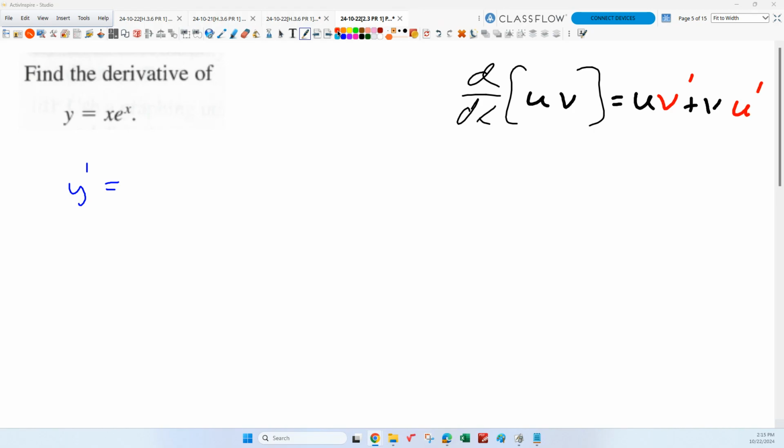u prime. Okay? So then this is going to give us x times, what's the derivative of e to the x? Remember what it was from yesterday? That was the weird one. e to the x. Plus e to the x, what's the derivative of x? So there's our answer. It's just x e to the x plus e to the x.